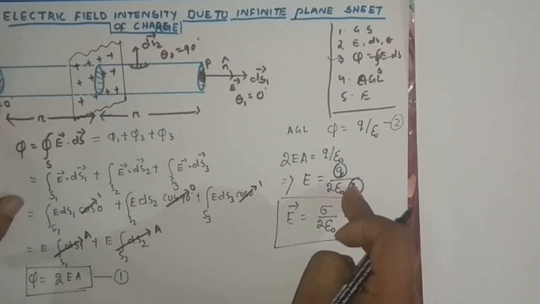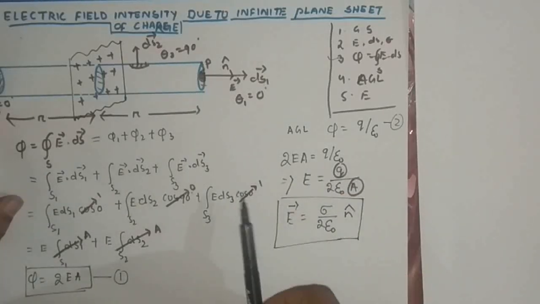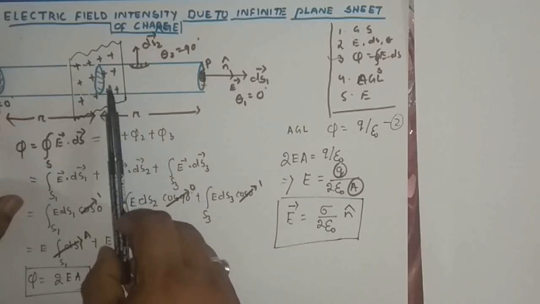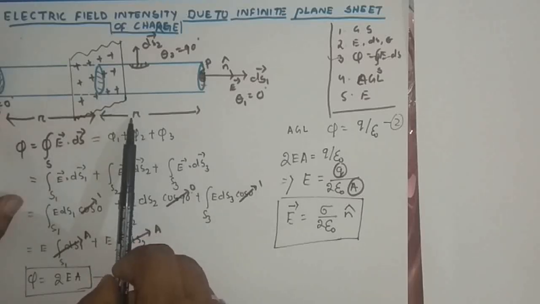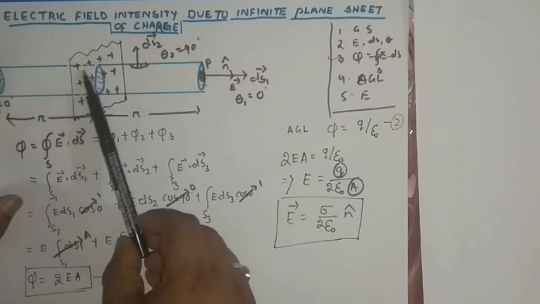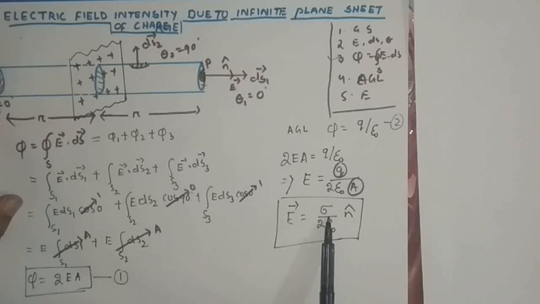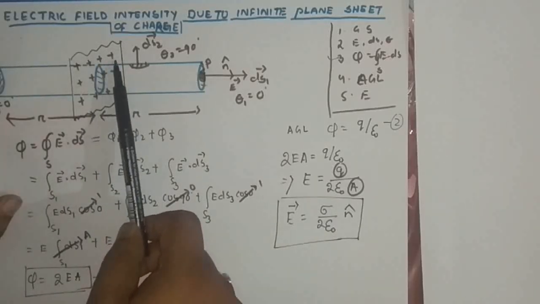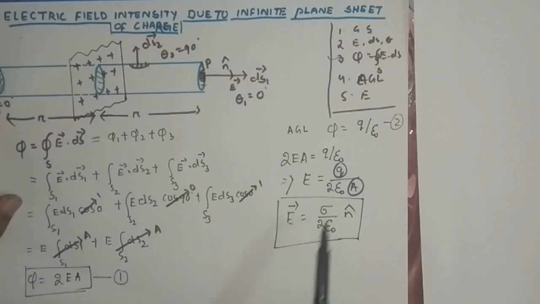So from here it is clear, it doesn't depend on the distance r and the size of the paper. It depends on the surface charge density, that means for the plane sheet, charge per unit area. Sigma is also constant. Thank you.